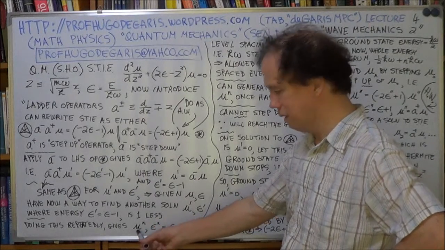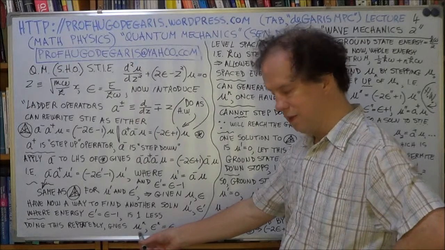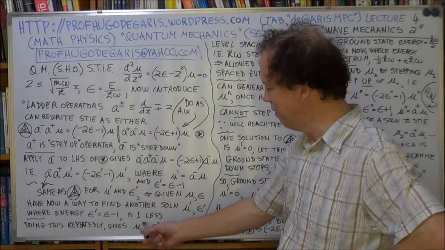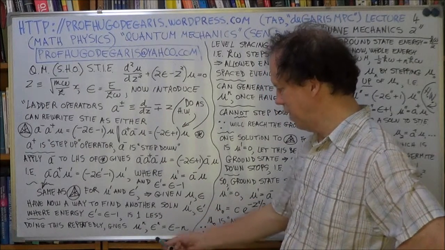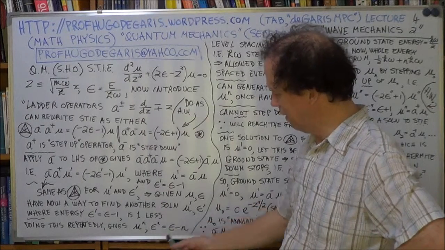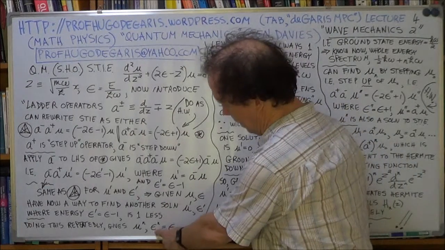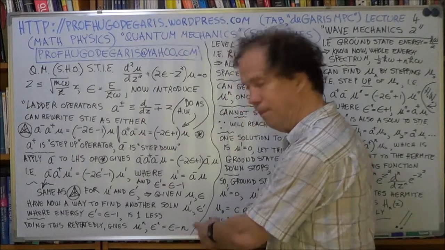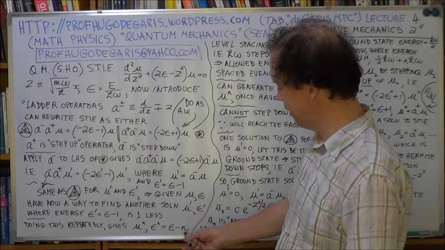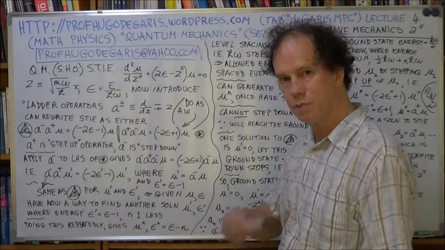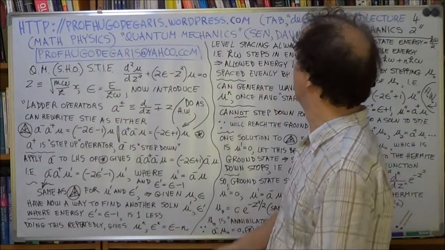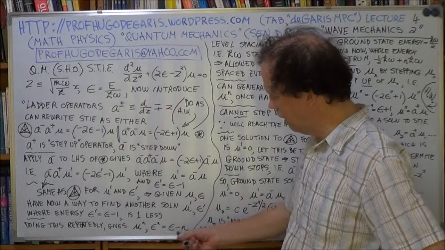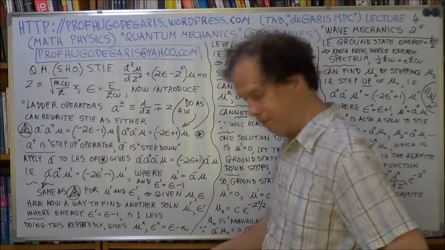A wave function, an eigenstate, a solution to your Schrodinger equation, u_n, and an energy, an eigenvalue, E_n. And this E_n here is just symbolic. What it really is, it's E minus n. So n is the integer. That n is the number of times that you've stepped down. Okay? Now, this energy is going down by 1 unit each time you step down.